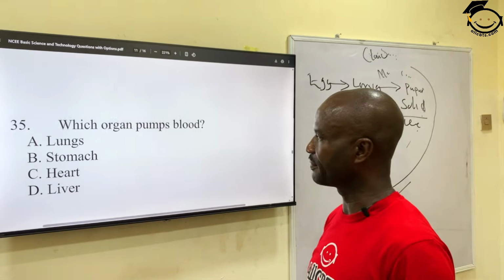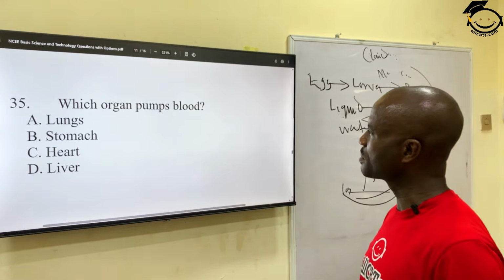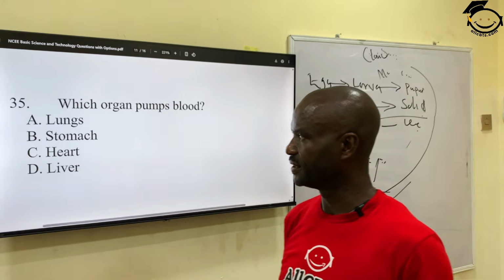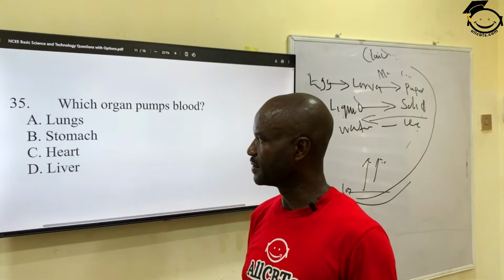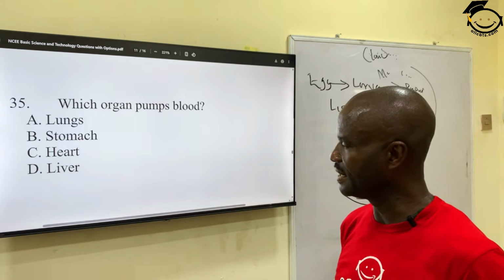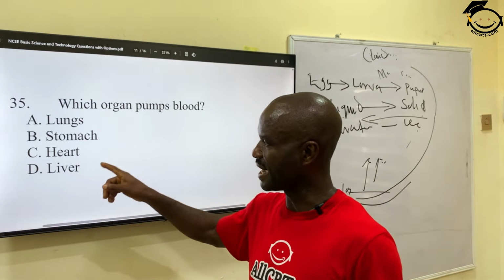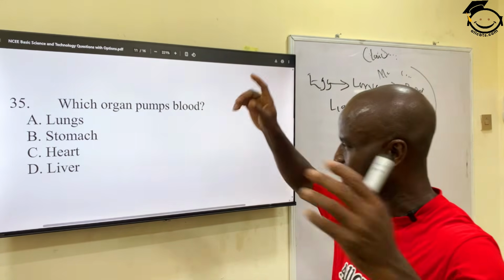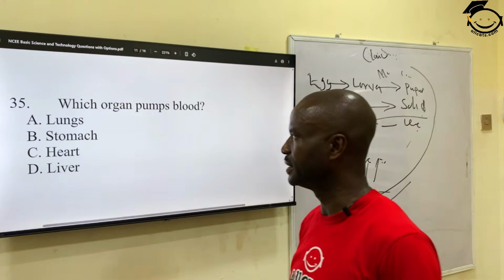Question 35. Which organ pumps blood? A, the stomach. B, the heart. Then the liver. The correct answer is the heart. The heart is responsible for pumping of the blood, circulating the blood all around the body.